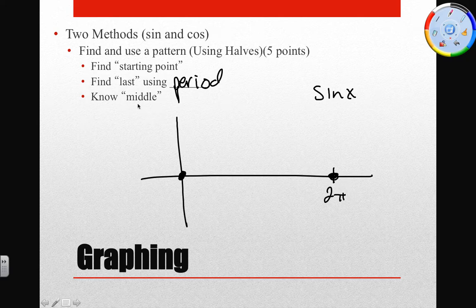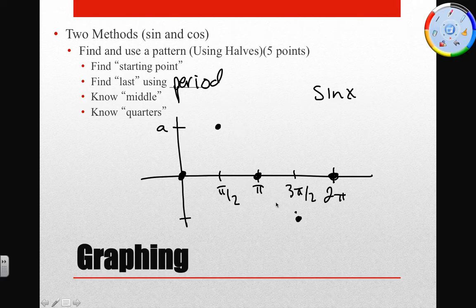Sine goes up, hits the middle, goes down, and ends in the middle. So I know the middle is at pi, and I know that has to cross at the middle. And then I know my quarters. Halfway between the first two halves, I have to be up at the amplitude, and at the second quarter there, I have to be down. And then we just connect our graph with a smooth curve.